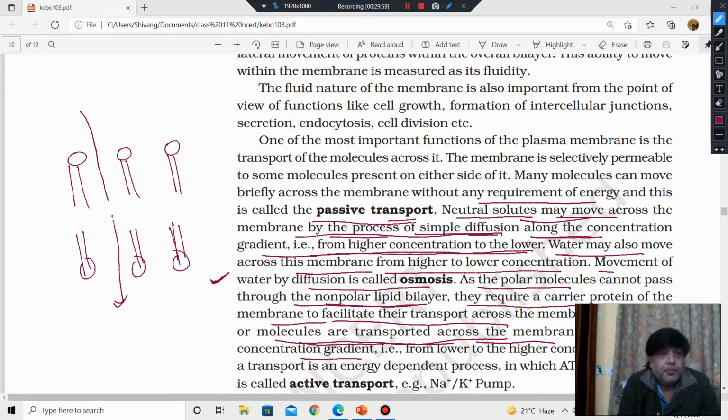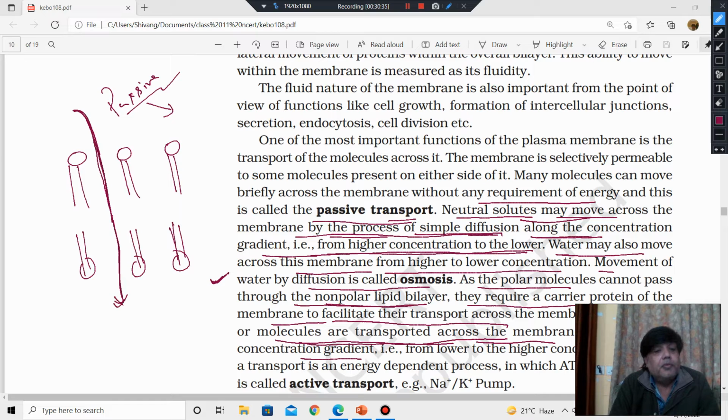So three types of transport are there. Passive transport is the movement of molecules, ions or atoms from their high concentration area toward the lower concentration area without expenditure of energy. When polar substances try to move across the membrane, they require the presence of a specific protein, and their movement is facilitated by proteins. These proteins are called carrier protein or channel protein. Their movement is called facilitated movement.